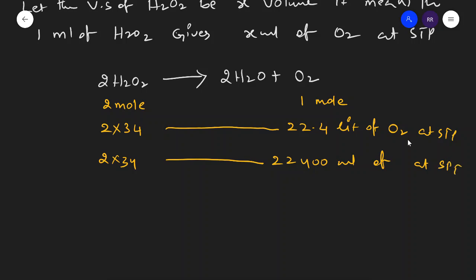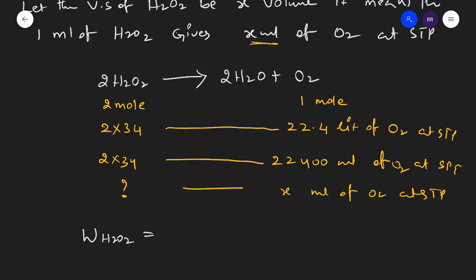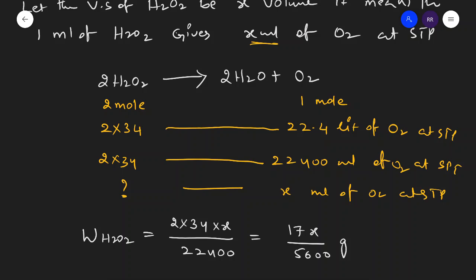But the volume strength of H2O2 that I took was X ml. That means if 22,400 ml of O2 is released by 68 grams of H2O2, what would be the weight of H2O2 that can release X ml of O2 at STP? The weight of H2O2 that can release X ml of oxygen at STP is equal to 2 into 34 into x by 22,400. Otherwise, you can write 17x by 5,600 grams. This much H2O2 can release x ml of O2 at STP.